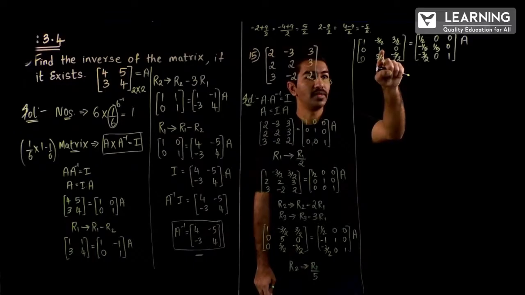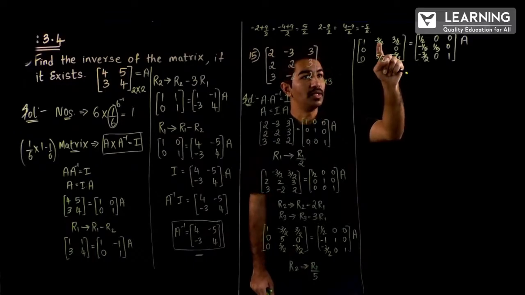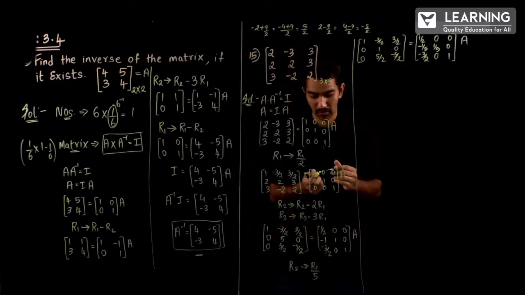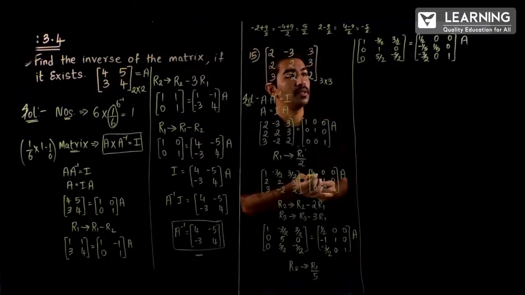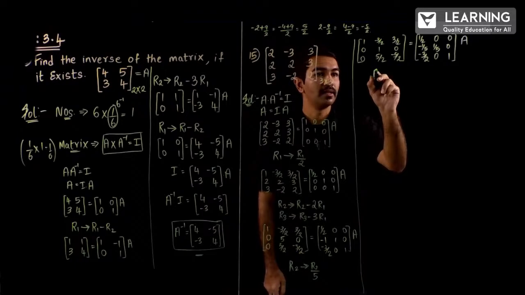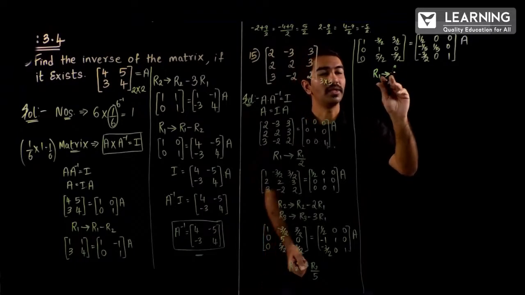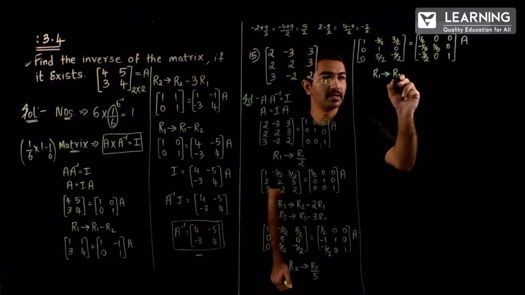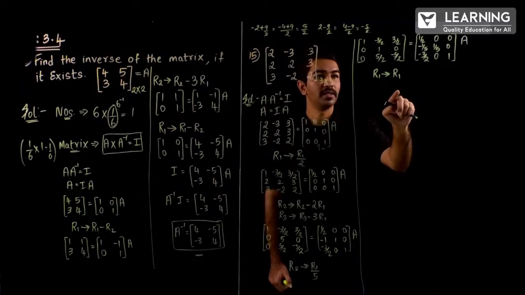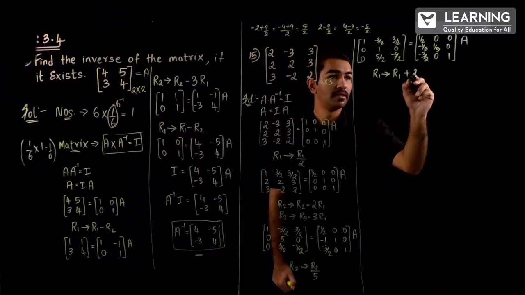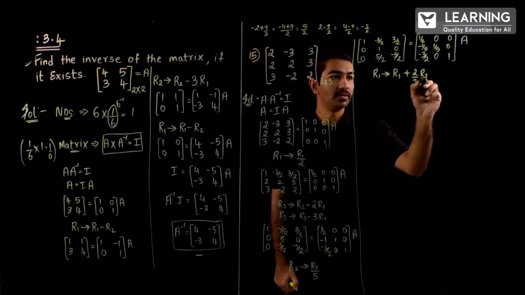Now see, students, which element is this? A22. With respect to A22, make A12 and A32 as 0. Understanding? So we'll write that operation now. With respect to A22, we have to make A12 and A32 as 0. So we'll write R1 equals. So you have to think, students, with respect to this, how can I make this 0? So take R1 as it is. So now you have what? Minus 3 by 2. So minus 3 by 2 plus 2 by 3 R2. Is that correct?